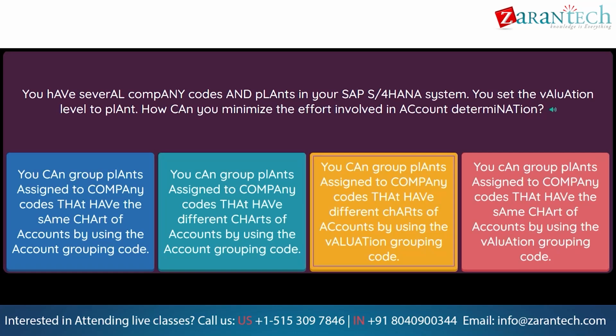Option 3: you can group plants assigned to company codes that have different charts of accounts by using the valuation grouping code. Option 4: you can group plants assigned to company codes that have the same chart of accounts by using the valuation grouping code.